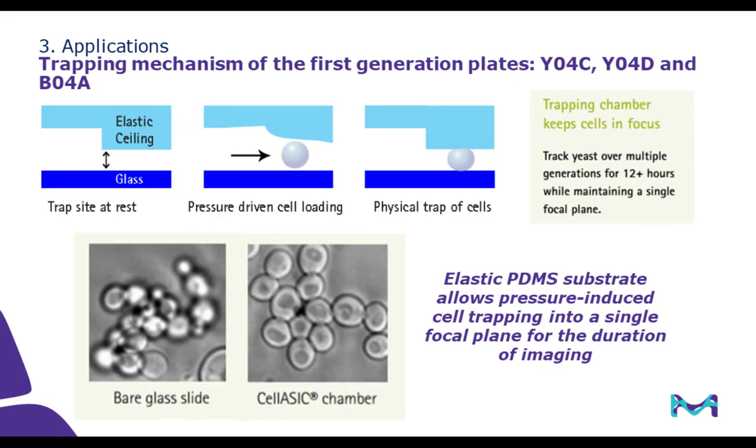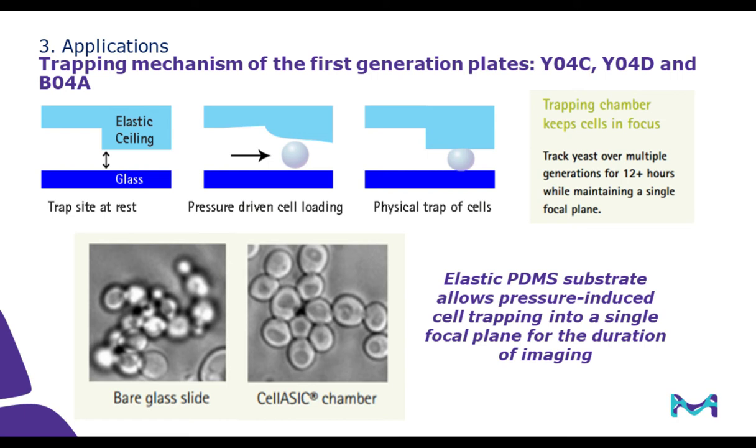Let's focus on the yeast and bacteria plates we launched a couple years ago. The main feature of these plates is that there is an elastic PDMS layer on the top of the cell culture chambers. When you load the cells with high flow of media, it pushes the ceiling to the top. When loading is done, the ceiling drops to certain heights, but narrow enough to gently hold the cells in place. Then even if there's perfusion media flow, the cells will still remain in one focal plane.